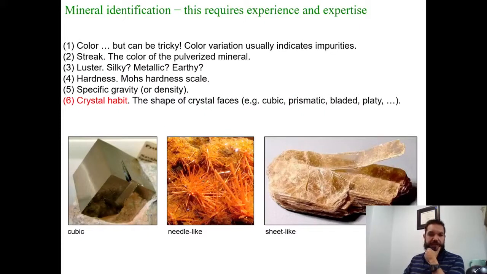So after that we have crystal habit. Crystal habit is the shape of the crystal that a mineral likes to form. You saw in the beginning, I showed you a cubic pyrite, a lot like this one. That cube is its mineral habit, its crystal habit. That's the shape that crystal likes to form.